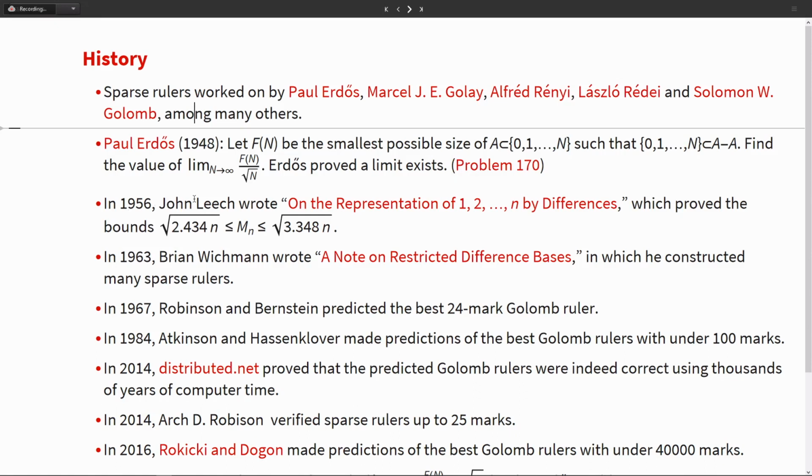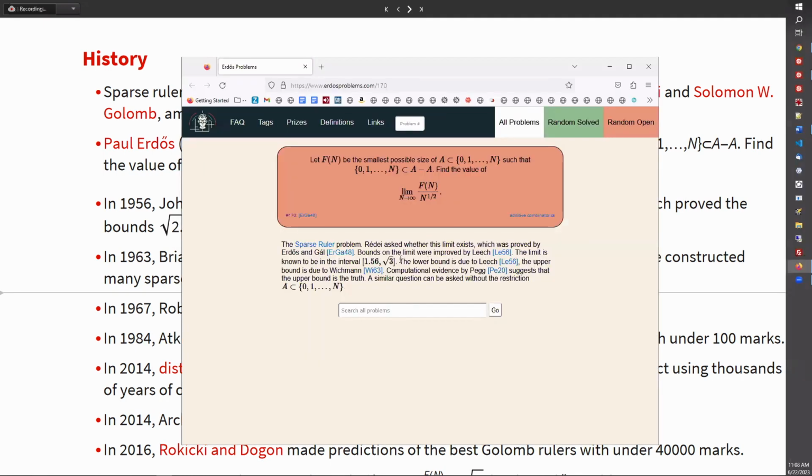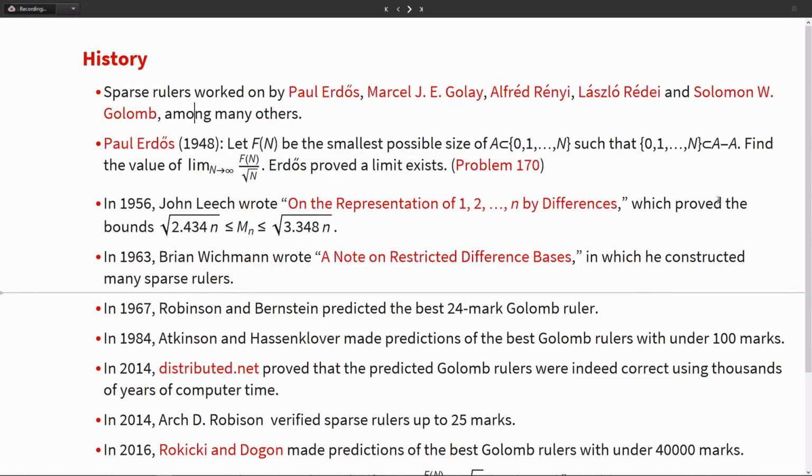In 1956, John Leech managed to come up with bounds. John Leech is the same mathematician who did the Leech lattice. In 1963, Brian Wichmann came up with a paper, which will be discussed later, and he's now credited for having solved this problem. He was able to find this upper bound of square root of 3 almost in his 1963 paper. I managed to make a trivial addition to it so that he wound up getting credit.